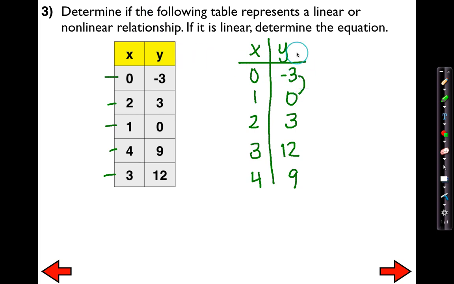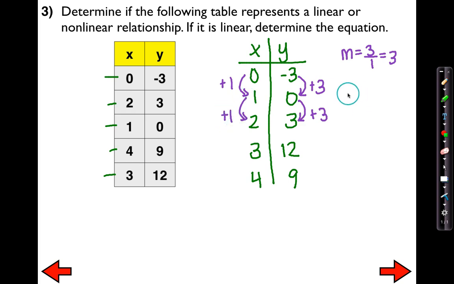From -3 to 0, what's happening? Well, you are adding 3. So we're adding 3 here. We're adding 1 here. So the slope is 3 over 1, which is 3. Now from 0 to 3, we are adding 3 again. From 1 to 2, we are adding 1. So the slope here is 3 over 1, which is 3. Now from here, 3 to 12, you are adding 9. From 2 to 3, you're adding 1. So here, the slope is 9 over 1, which is 9.